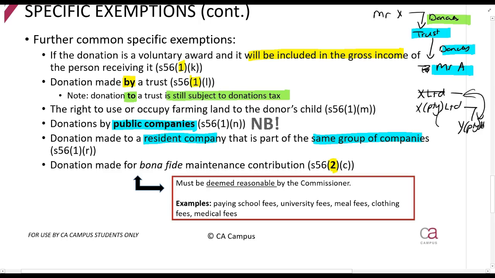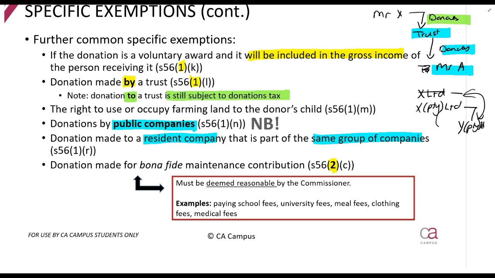And this one says, if you make a donation which is considered a bona fide, so bona fide means genuine, maintenance contribution, there will be no donations tax. So what does this mean? If I give money to my child, for my child to go to school or to pay university or to buy food, that is considered maintenance. So that will not have donations tax on it.